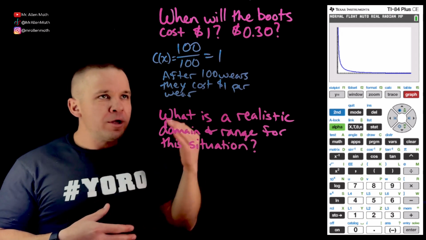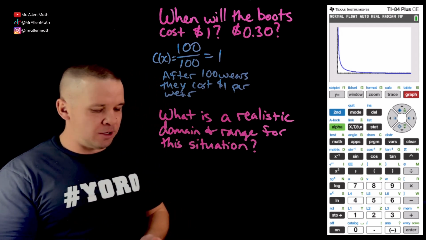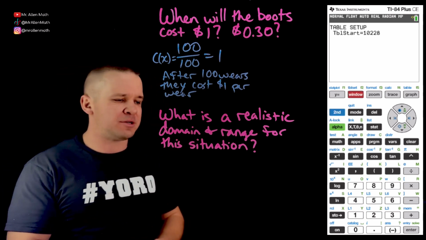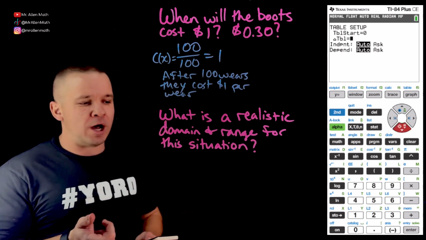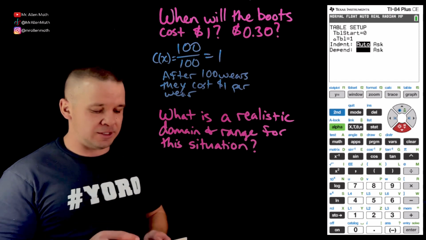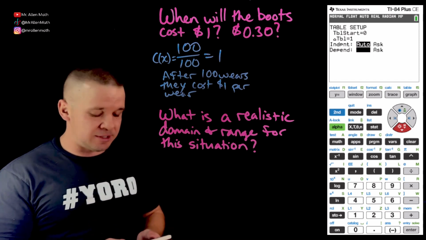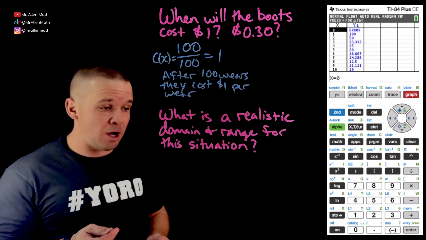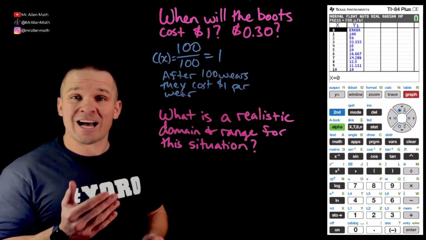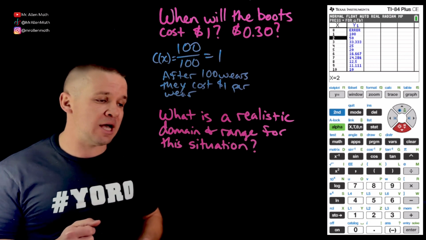Okay. Well, we could check this out. We could go to our table here. I'm going to go to table set first, and let's start at 0. We're going to change by 1, and it's going to be auto and auto for these things here. So I hit second window to get to table set, and now I can go to my table. And as you can see, we have an error there at 0, right? Because there's an asymptote there. There's a vertical asymptote at x equals 0.